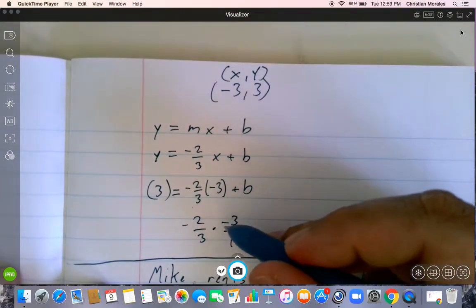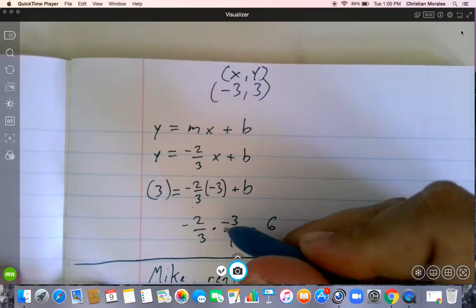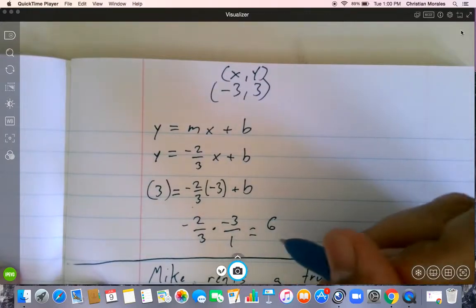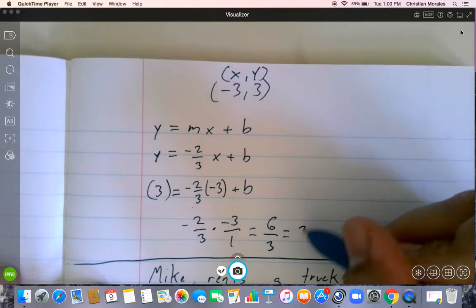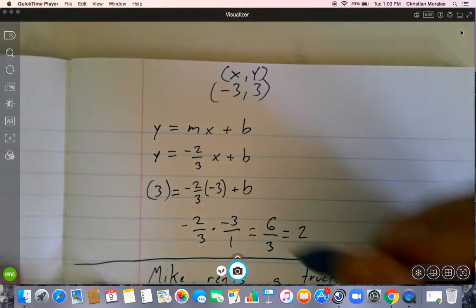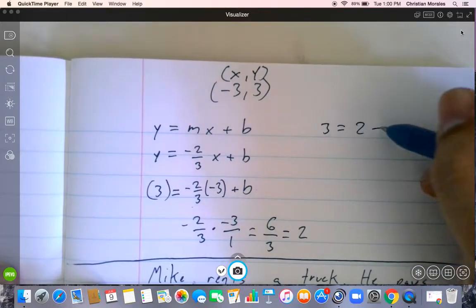All right, so I get negative 2 times negative 3. That's a positive 6. Negative times negative. But the bottom is 3 times 1 over 3. I simplify this, I get 2. So now this looks like this. 3 equals 2 plus b.